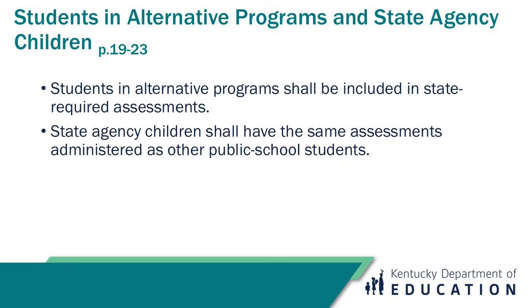Kentucky School for the Deaf and Kentucky School for the Blind are examples of programs that provide programs to students who would not be able to receive those services at their school of accountability. State agency children, students who have been ordered or placed by the courts, are also expected to complete all state assessments unless an approved non-participation would apply.